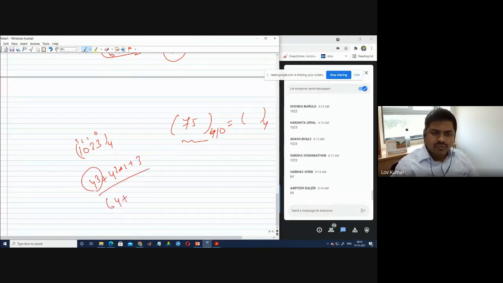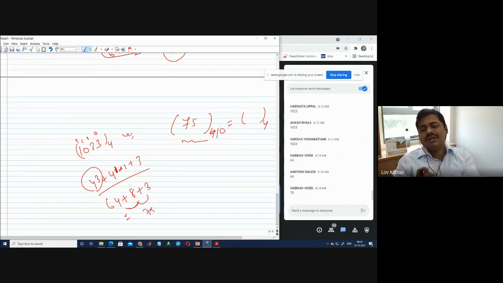64, plus 4 to the power 2 into 0, and 4 to the power 1. So 4 into 2 is 8, plus 3. What value will we get? 64 plus 8 is 72, plus 3 is 75. So this one is your right answer. Clear? This one is your right answer.